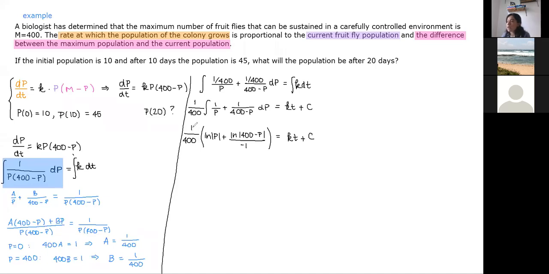All right, so again, I'm going to try to avoid carrying the 400 on the left-hand side here. So what I'm going to start by doing in the next step is to multiply both sides by 400, which means that I get 400 times k times t plus 400 times c. And on the left-hand side, I end up with ln of p plus ln of 400 minus p divided by -1, which is the same as minus ln of 400 minus p.